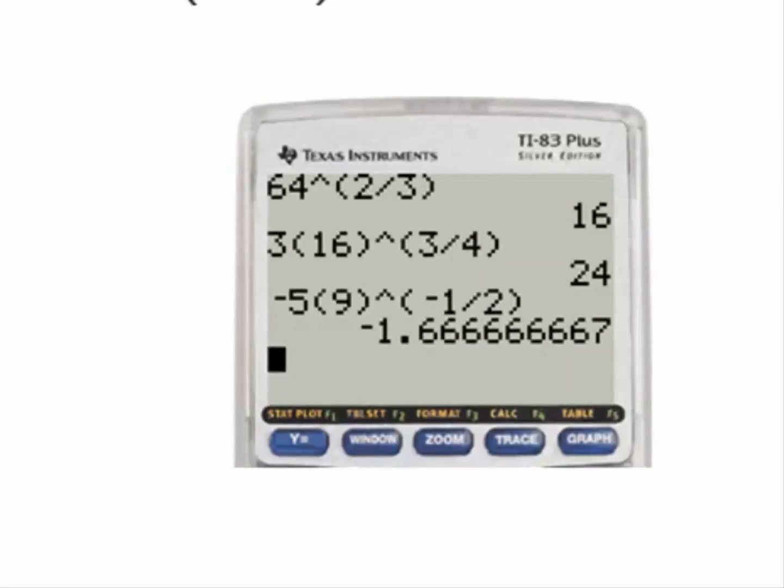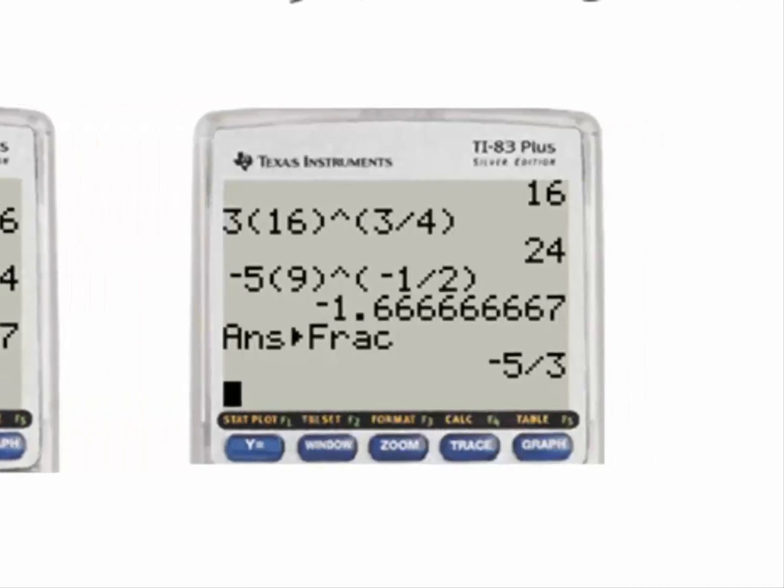Using the graphing calculator, 64 raised to the 2/3 power is 16. 3 times 16 to the 3/4 power is 24. And lastly, negative 5 times 9 to the negative 1/2 power is negative 1.6 repeating. But if I change that to a fraction, I get negative 5 over 3. It checks.